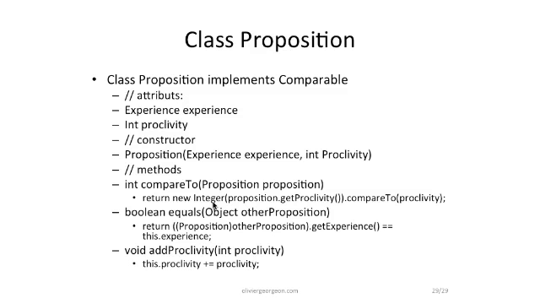We will also implement the equals method. Two propositions will be considered equal if they propose the same experience. So if a new proposition already exists, that is equal to another existing proposition, then we will only add its proclivity value to the existing proposition. And then we choose the proposition with the highest proclivity.